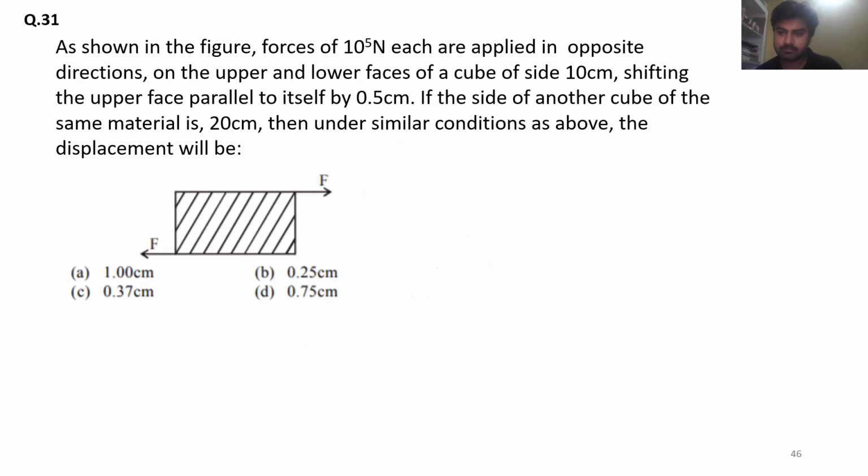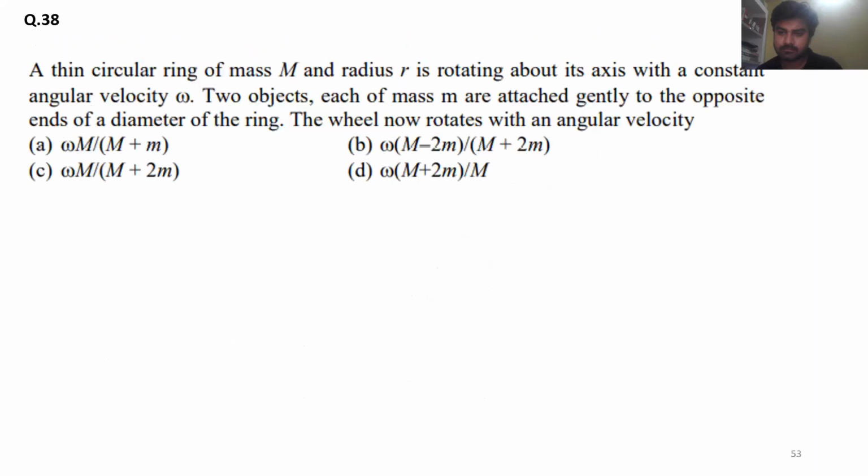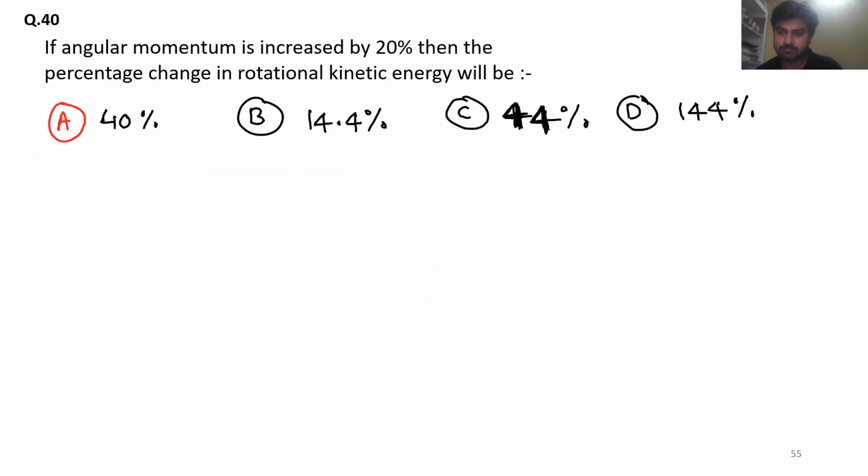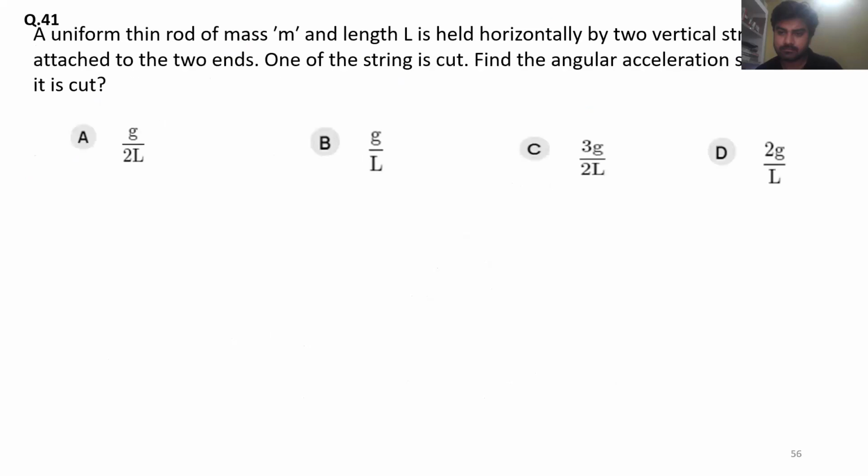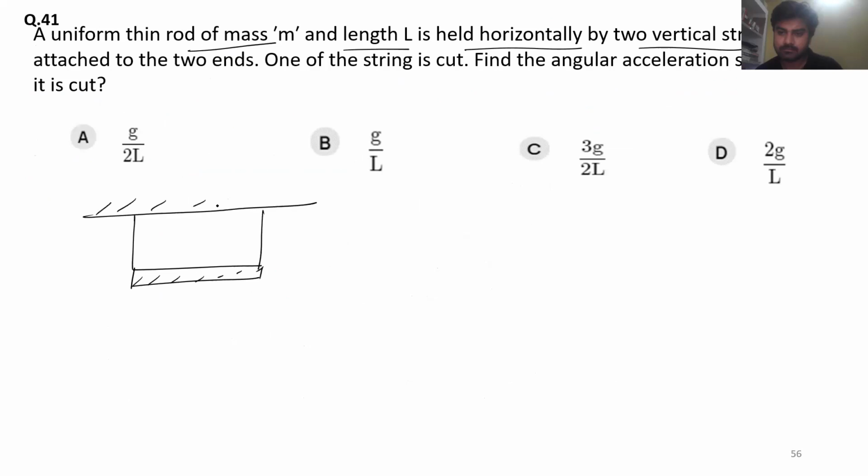Next, let's go to 41. Okay. It is telling a uniform thin rod of mass m and length L is held horizontally by two vertical strings. So there is a rod, mass m and length L. It is held by two vertical strings like this, right? One of the string is cut. एक string को क्या कर दिया? काट दिया. So when this string is cut, it will rotate like this.